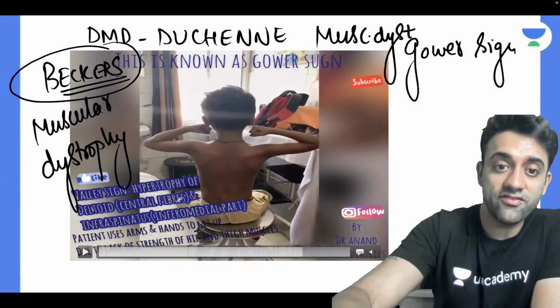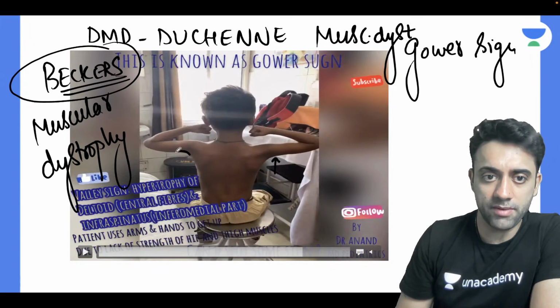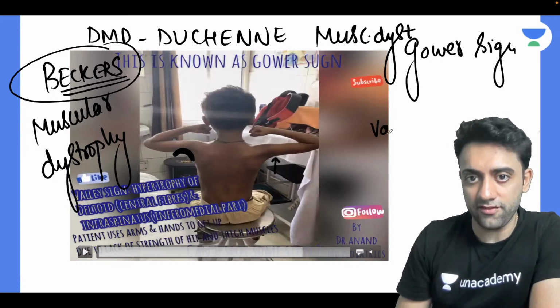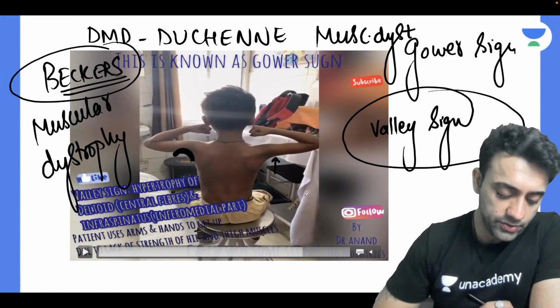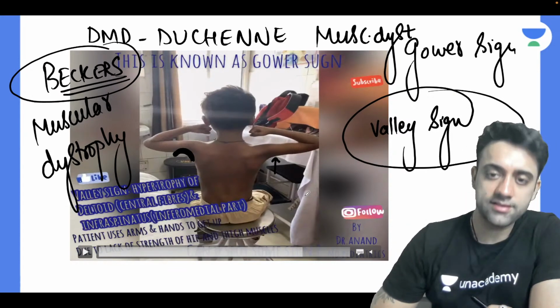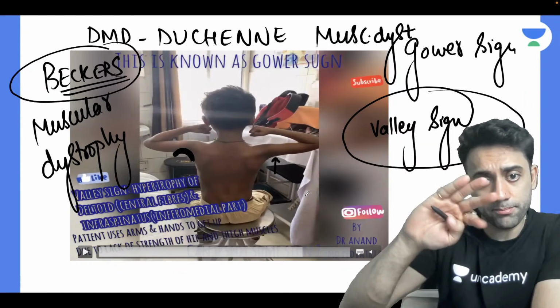This is known as Valley sign. Here, this bend, this part, this is known as Valley sign. Very, very important, could be an exam question. Where do you see Valley sign? The answer is very importantly, valley means घाटी, a valley is formed, there's a bend.